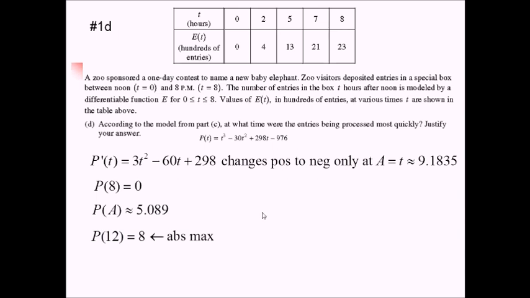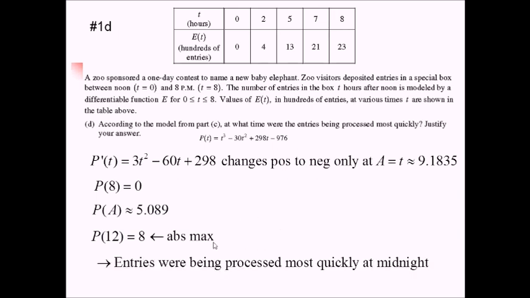So in terms of writing this out and saying what it means, the entries were being processed most quickly at midnight because they had a head of steam and they wanted to be done with it.